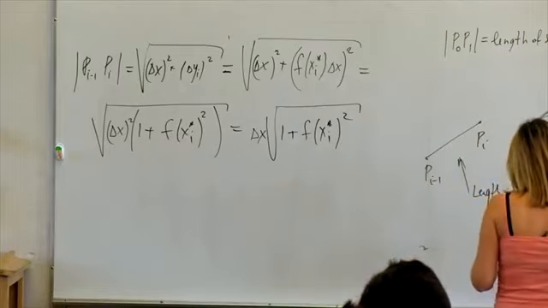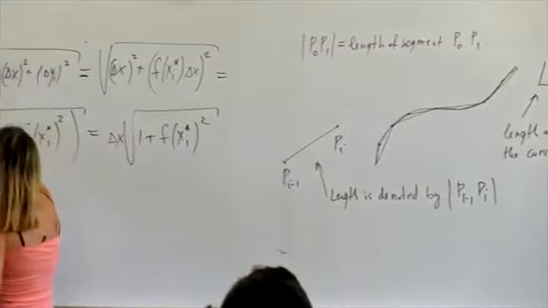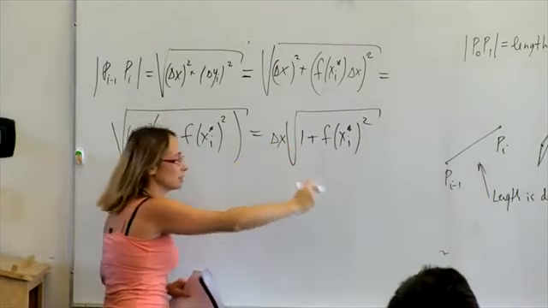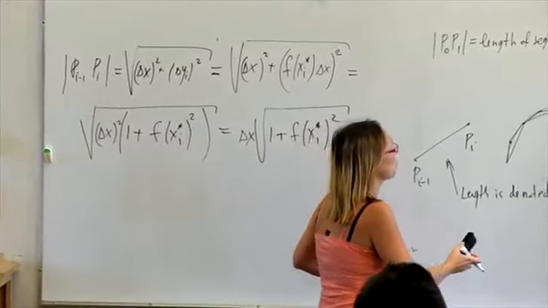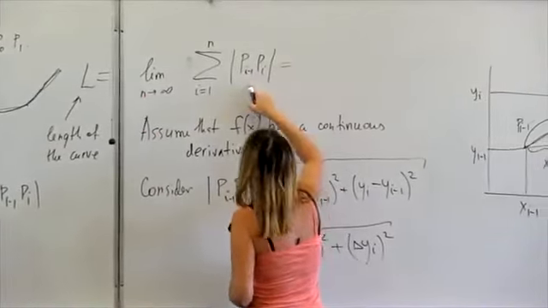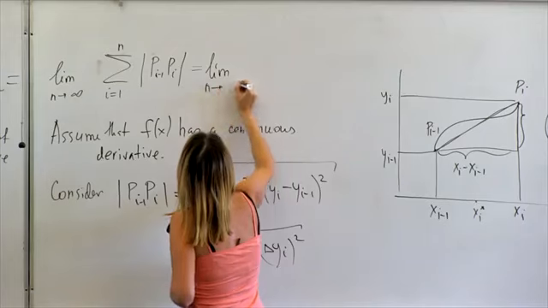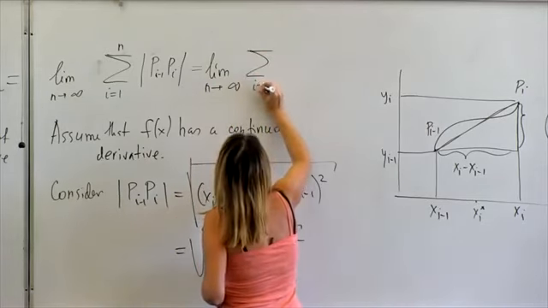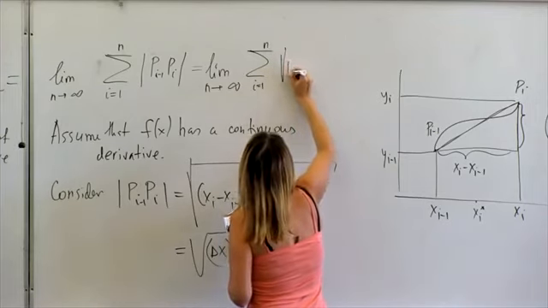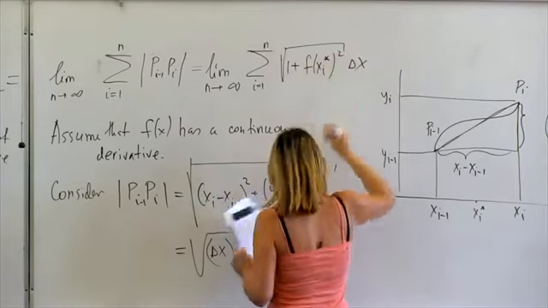Okay? So now I can use this formula to express the length of each segment. You see, it takes the information about the actual function f, whose curve we're measuring. So let me continue writing here. This is my definition of the length of the curve. So instead of this segment length, I'm going to substitute that formula that I derived. So we have the limit as n goes to infinity of the sum of the square root of 1 plus f prime of xi star squared delta x.